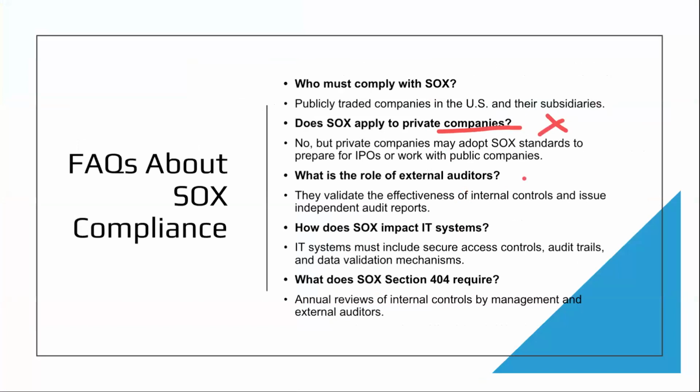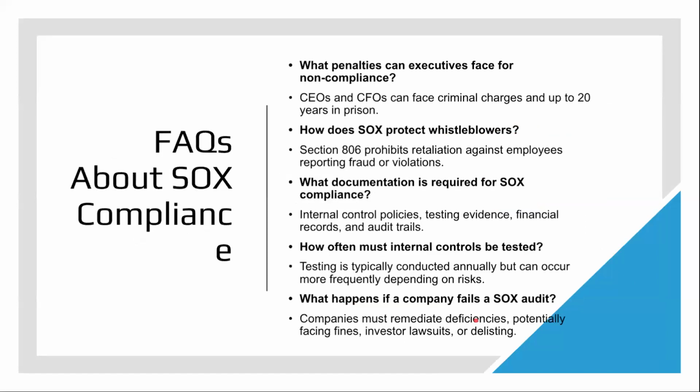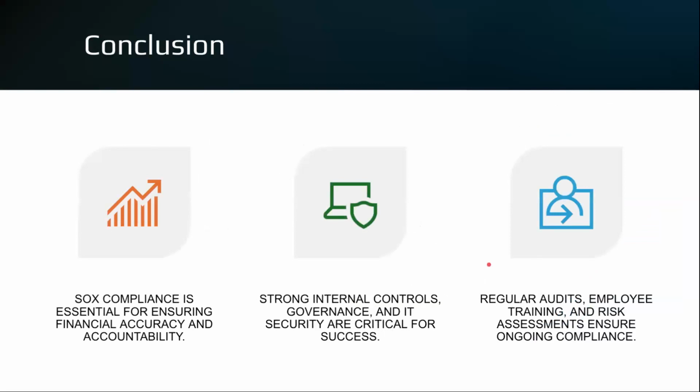What is the role of the external auditor? They basically validate the internal controls. Okay. IT systems have to provide access controls and all that. Okay. Section 404 is basically the review of the internal controls. Okay. This we have seen already. Yeah. Okay. Financial accuracy and accountability, strong internal controls, governance. Okay. Regular audits, employee training, and risk assessment. That's it.